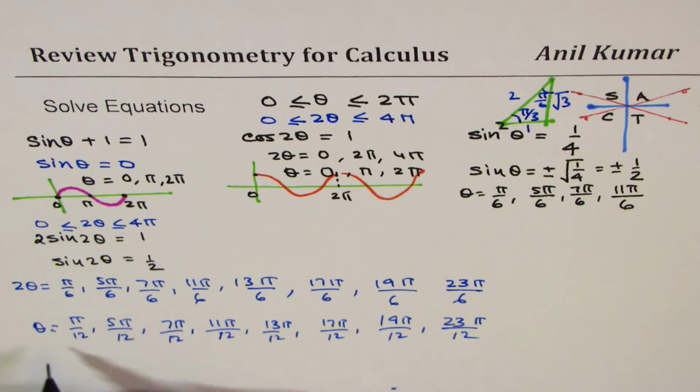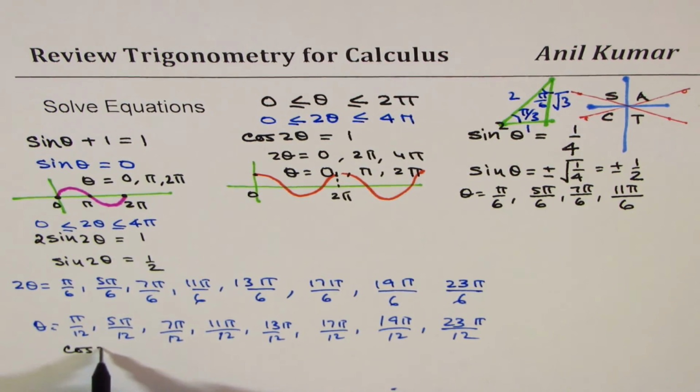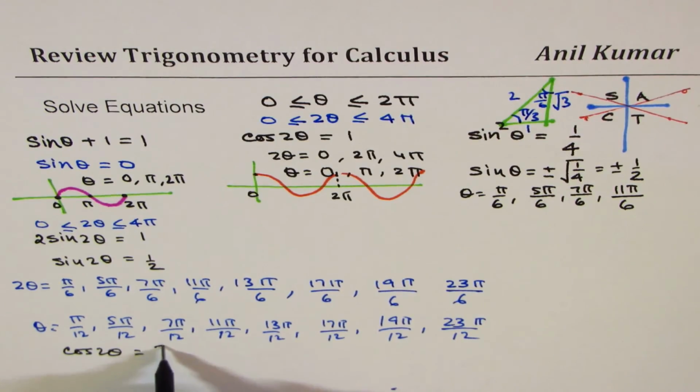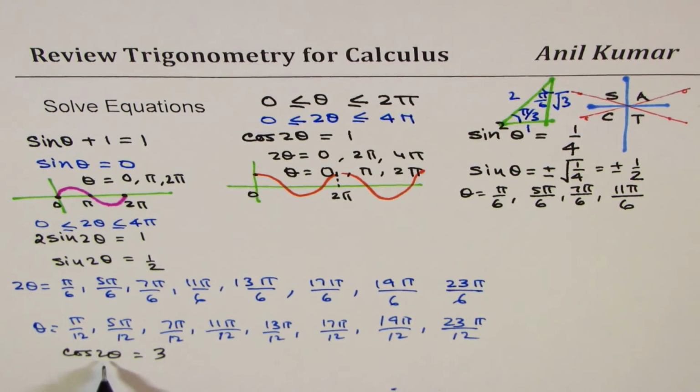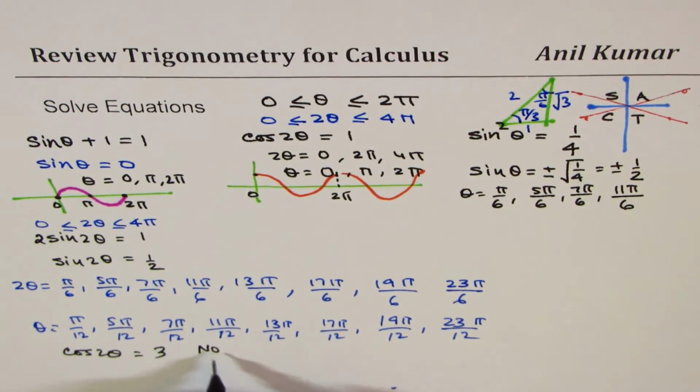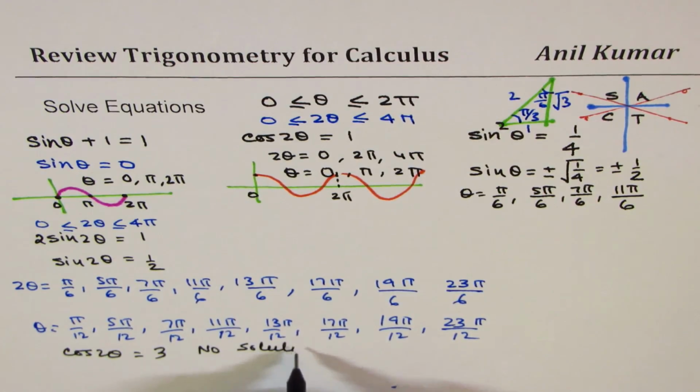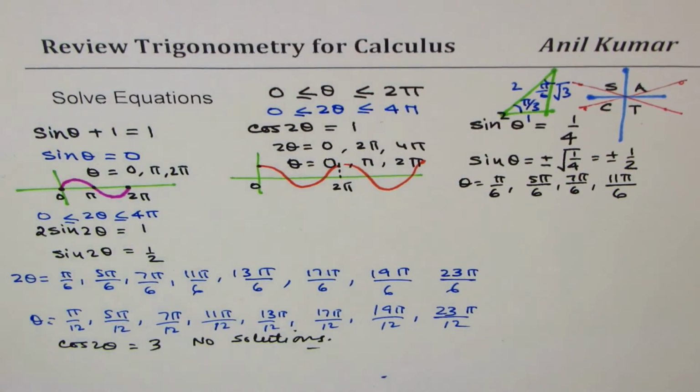Now if I give you an equation which is, let's say, cos 2 theta equals 3, well, we know that that is not possible, so no solution. So at times for equations, we see that cos 2 theta equals 3 has no solution.